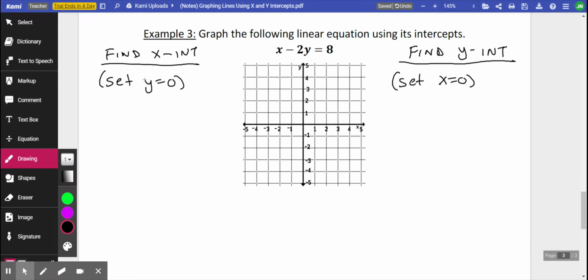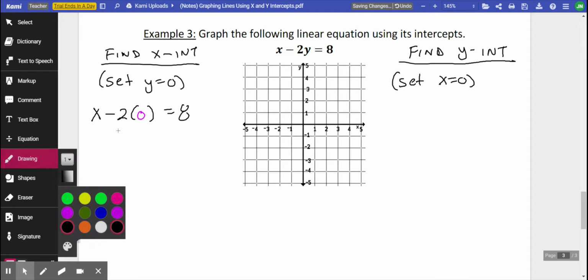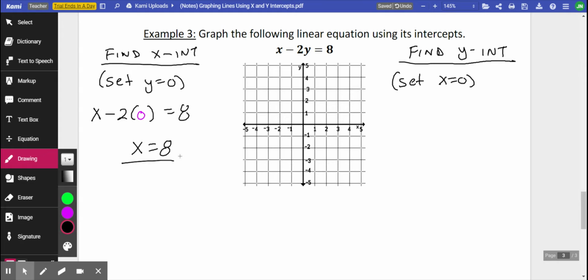So let's do that. On this side, we're going to be having x minus 2 times y is equal to 8. In this case, we're going to be replacing the y with a 0, which means that everything goes away except for the x. So the answer is x equals 8. So we found one of the answers. Let's do the next one. This time we're going to be setting y equal to 0.